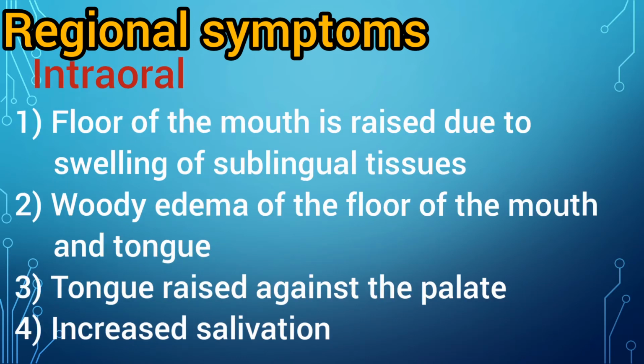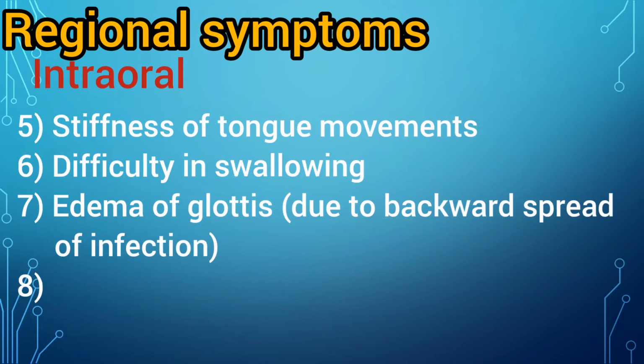Now comes the intraoral findings. The swelling which develops rapidly involves the sublingual tissues and it distends or raises the floor of the mouth. There will be woody edema of the floor of the mouth and tongue. The tongue may be raised against the palate, increased salivation, stiffness of the tongue movements, difficulty in swallowing, backward spread of infection which leads to edema of the glottis resulting in respiratory obstruction or embarrassment. Stridor is the alarming sign of this fatal extension needing emergency intervention to keep the airway patent.